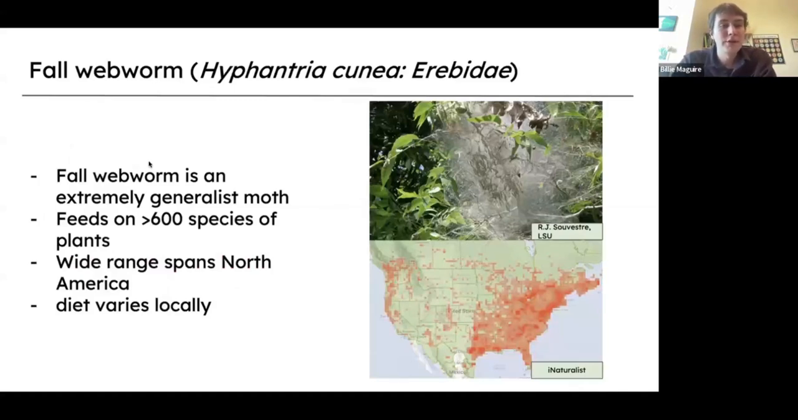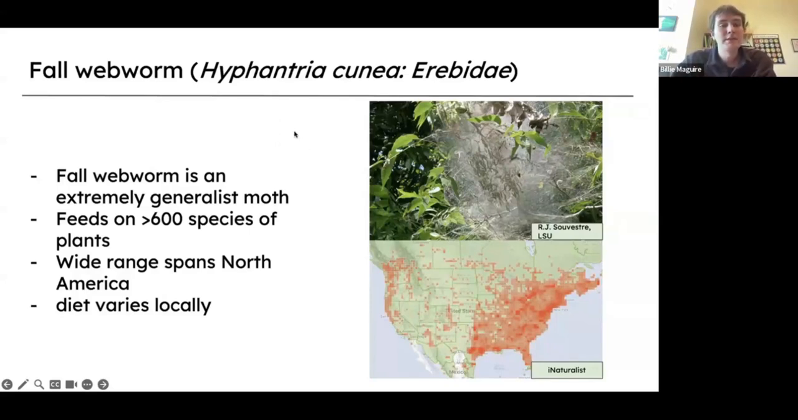Its Latin name is Hyphantria cunea, and it's an erebid moth. It's an extremely generalized moth, so it's way out on the tail of this distribution that I showed you previously, feeding on over 600 species of plants. And I've included a picture of the caterpillar here. It lives gregariously in these colonies with its siblings in webs high up in the trees where it eats the leaves.